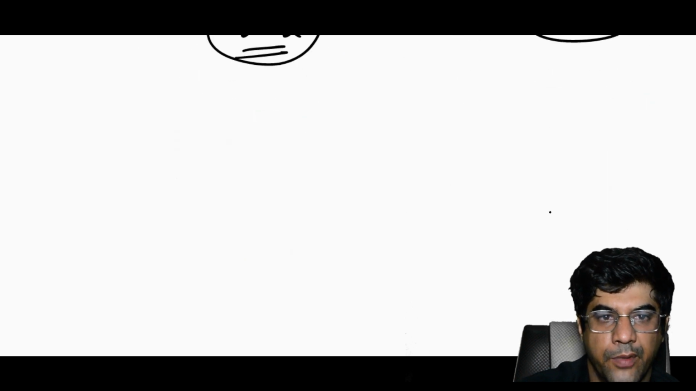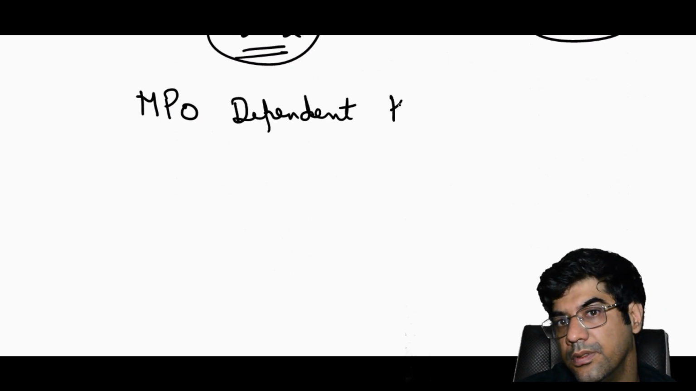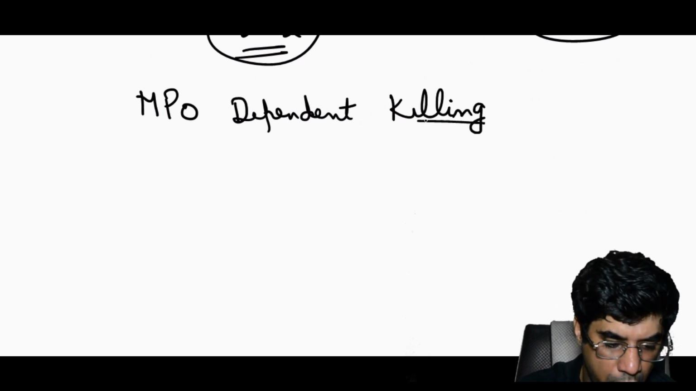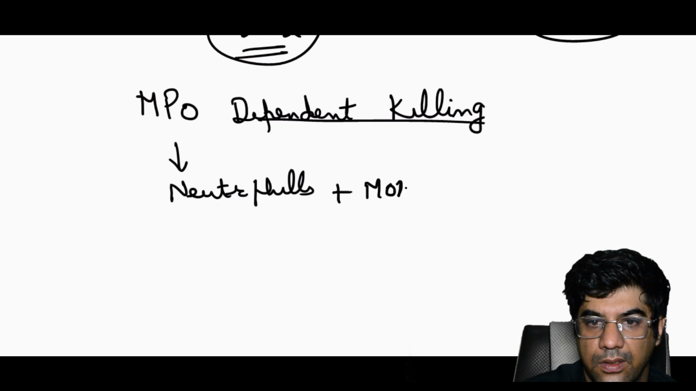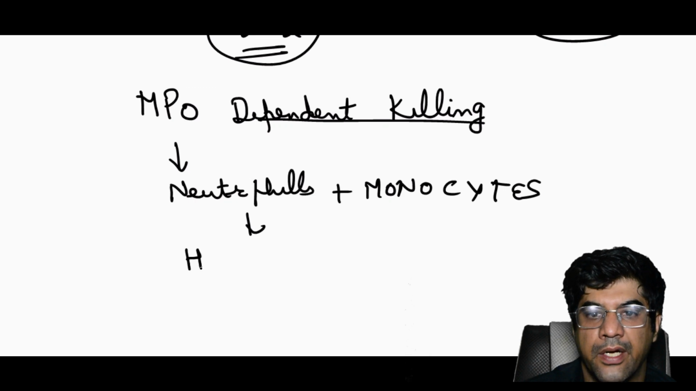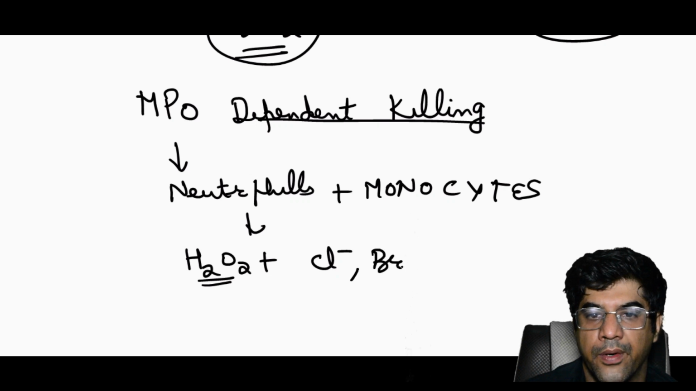The other pathway that we discussed was myeloperoxidase dependent killing. We know that myeloperoxidase is an enzyme that is found in neutrophils and monocytes. Myeloperoxidase uses hydrogen peroxide and a halide like chloride, bromide or iodide to form hypochlorous acid.